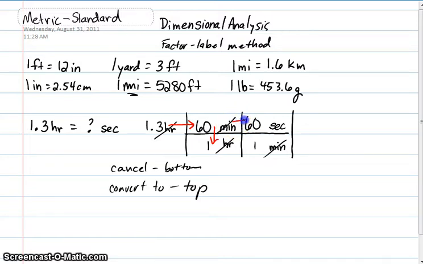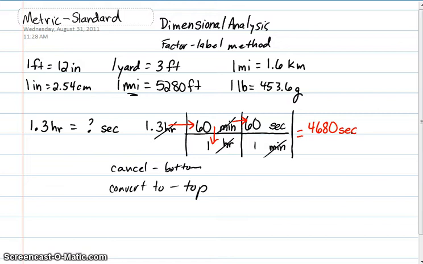Then I'm going to multiply by this top. Now I have 78 in my calculator, so I can just hit times 60. So my calculator says 78 times 60, and that gives me 4,680, and that is the answer. 4,680 seconds in 1.3 hours.